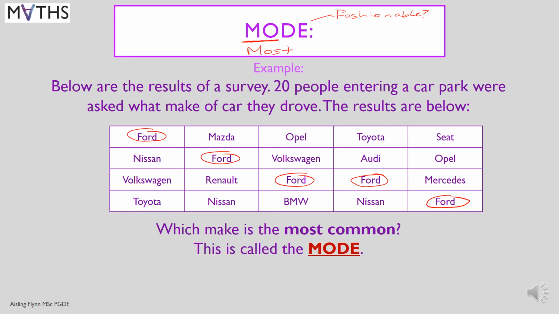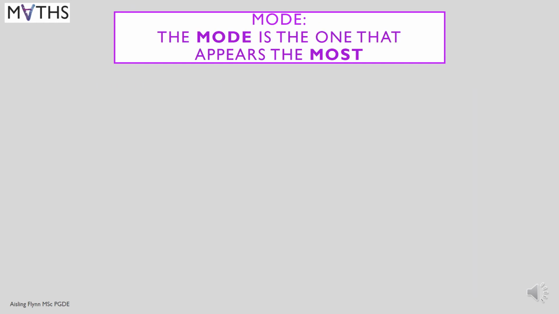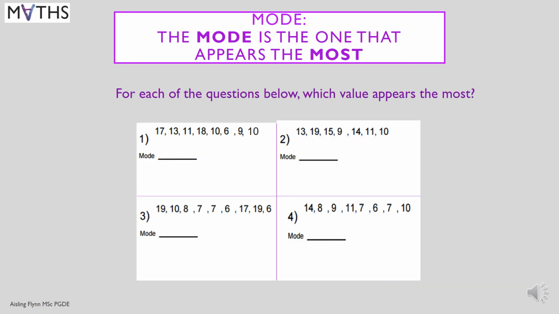So this is called the mode. Ford is the mode, it's the most common, or sometimes we say it is the modal make. So the modal make of car is Ford. So mode is the one that appears the most. Use the words to help you to remember. Now, for each of these, can you find the mode? Or perhaps there is no mode. Let's see. Pause the video and then come back to me.